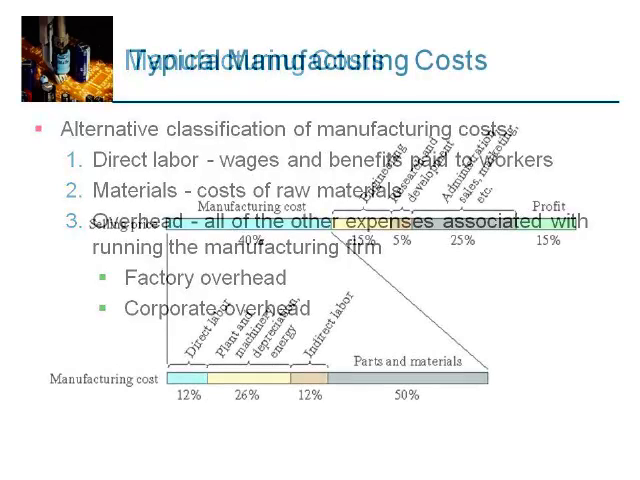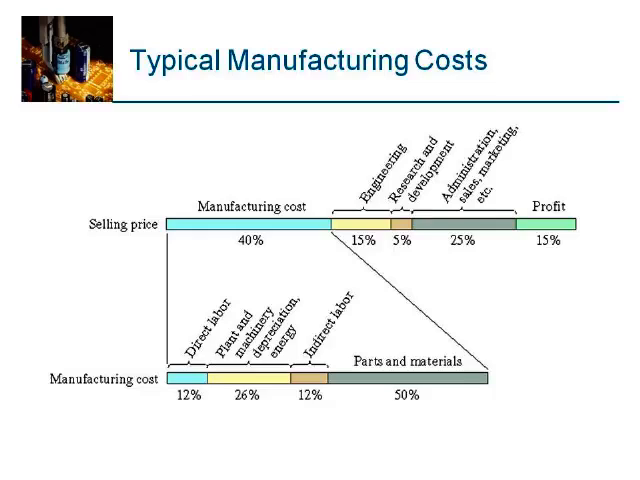Typical manufacturing costs involved are, to take manufacturing cost itself, we have direct labor, plant machinery, depreciation and energy. It is occupying 26% of the total manufacturing cost. Indirect labor is occupying 12% of the cost, and parts and materials is 50% of the cost. Remaining is direct labor, indirect labor, plant and machinery. This is the total manufacturing cost. And total manufacturing cost is only 40% of the total selling price of the product.